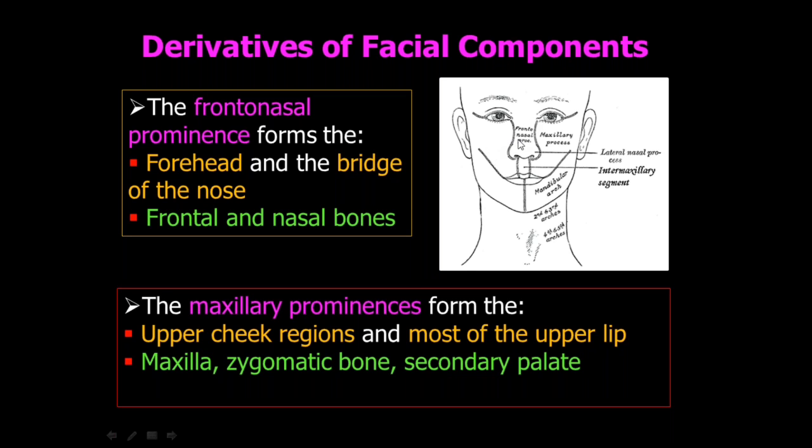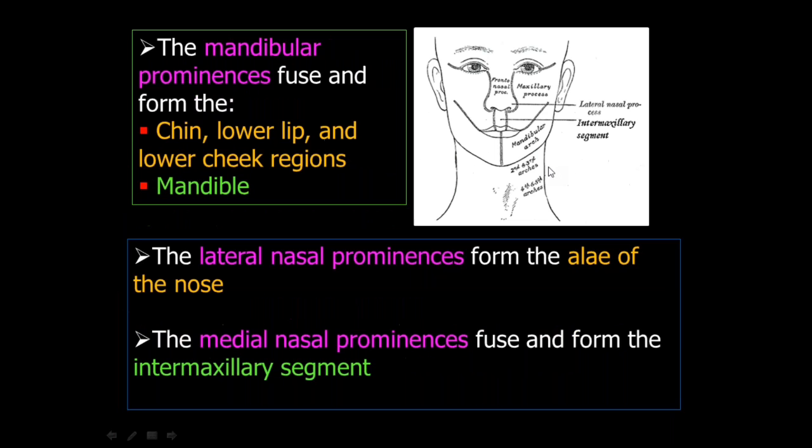Next is the maxillary prominence. This maxillary prominence will form the cheeks, upper part of the lip, zygomatic bone, and it will contribute to the formation of the palate. Now the mandibular prominence. This mandibular prominence will form the chin, lower lip, and lower cheeks. Now the lateral nasal prominence, this part will form the ala of the nose.